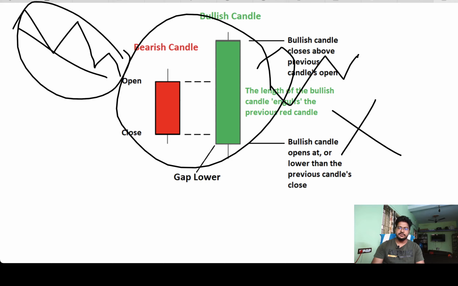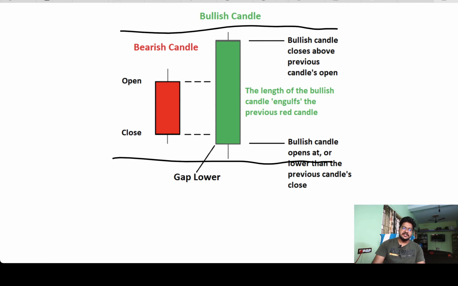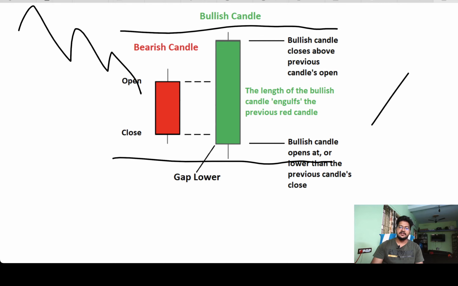So what can you do to filter out a valid signal? First of all, as I said, draw one line at the high and low of both these candles. The first criterion is you have to see where the trend is coming from, sideways or from the bottom. If it is coming from sideways or from the bottom, then you should consider the next step. If it is coming directly from the top like this, then you better be cautious and just watch. Do not make any entry.